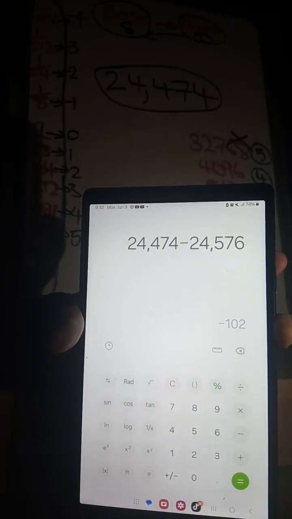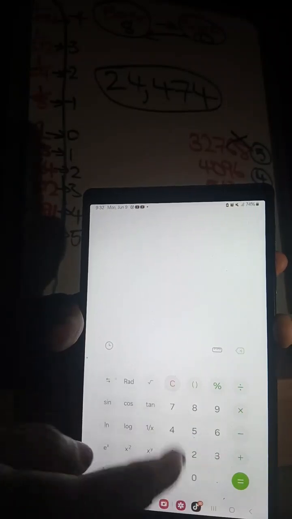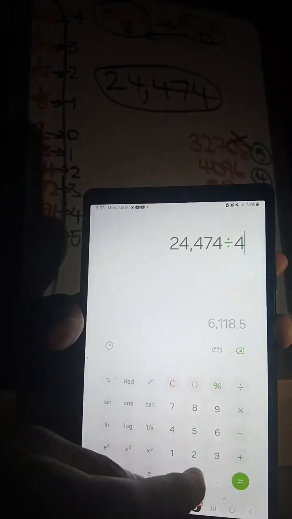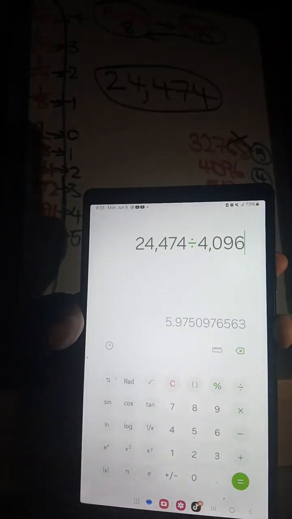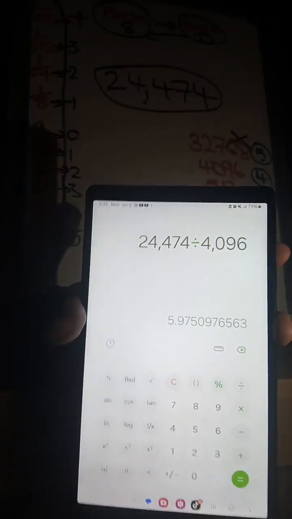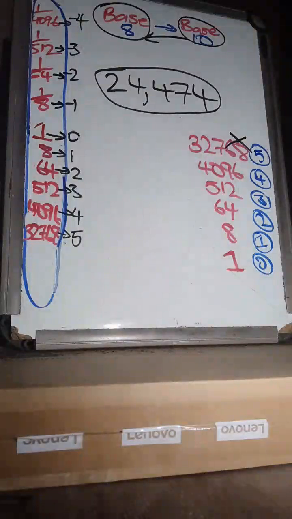You get me? So really and truly, even though normally we want to round the number up, if we divide the number 24,474 and we divide it by 4,096, it means that we can only get 5 of 4,096. Everything else will just be a remainder. So we'll just ignore the remainder part then. Right? And we can do this manually, but to save time I'm going to do that another time.